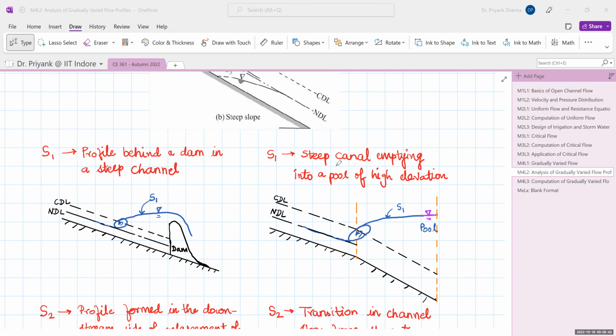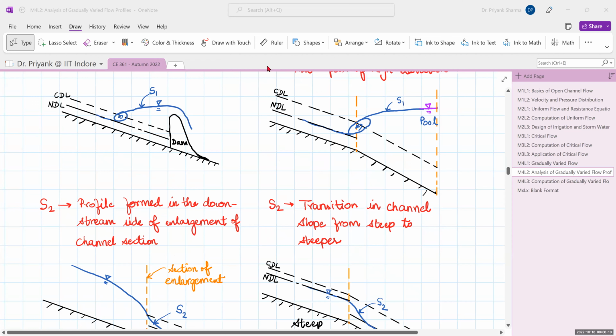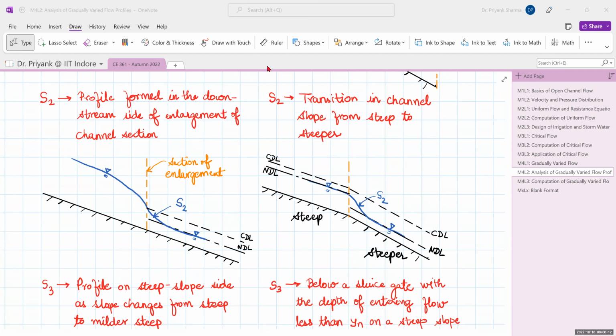Similarly, an S1 profile can also form when a steep canal empties into a pool of high elevation. So you have already a pool downstream of high elevation. This is a steep canal and it has to meet this high water level pool. So a hydraulic jump would be formed, followed by an S1 profile, again of backwater nature, to meet that pool.